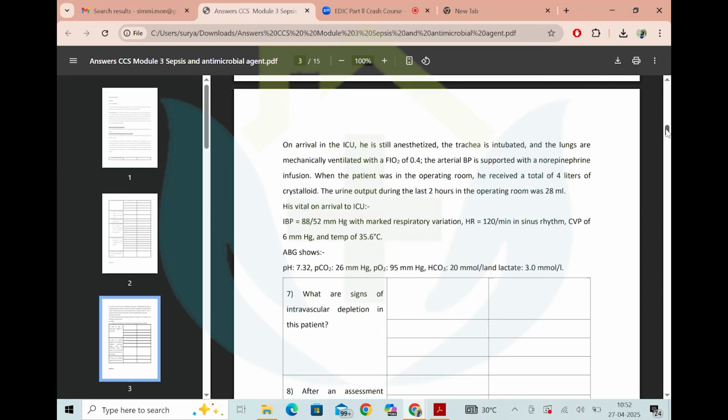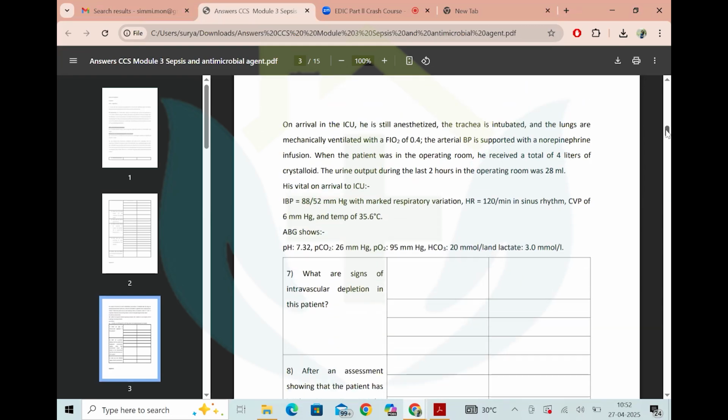Correct. But the pulse pressure is normal and CVP is also. So here what you can see is, CVP is normal, but you have the pulse pressure variation. They have clearly written marked respiratory variation. So which one will you rely more on, the static or the dynamic measures of fluid responsiveness? Dynamic. Yes, so the respiratory variation of the IVC is more reliable compared to the CVP.